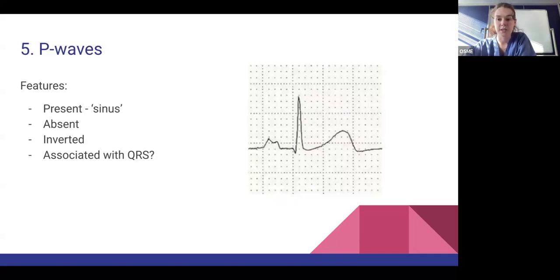So then we're going to move on to describing each waveform in turn. For P waves, it's pretty easy. Are they there? Are they not there? Do they look normal? So if they're present, then we're in sinus rhythm, and you can just say that. We'll get on to whether they're associated with QRS in a second when that section comes up. If they're absent, then we'll talk about that as well. But this is all you need to say for the P wave section.